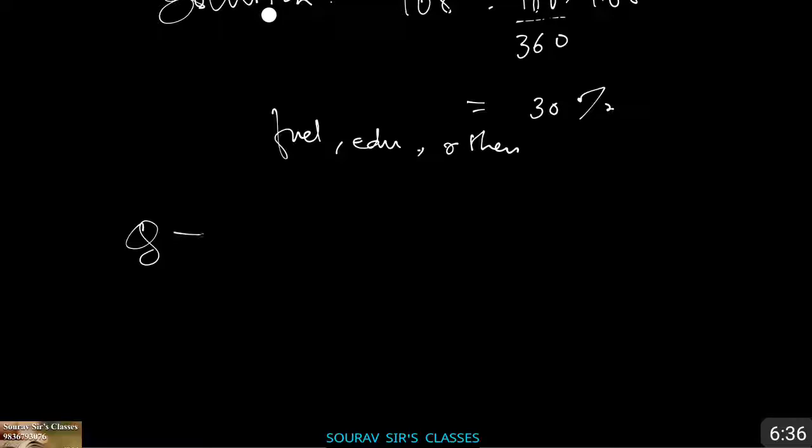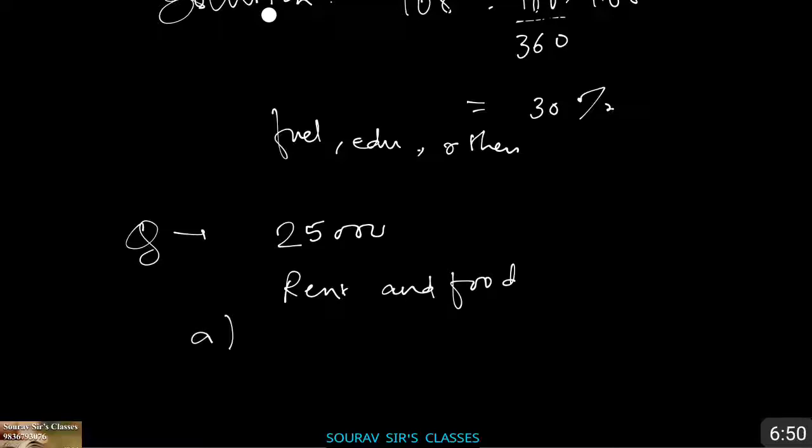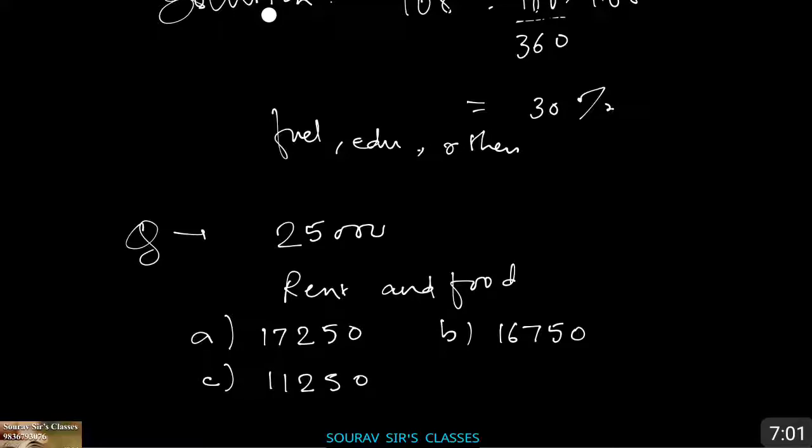And the last question. If the total income of the family is 25,000, then how much has been spent on rent and food? Option A, 17250. Option B, 16750. Option C, 11250. And option D, 8500. E, none of these.